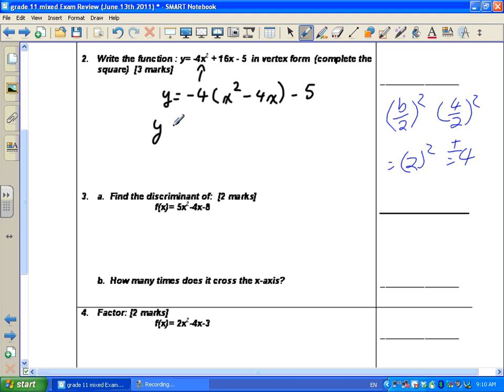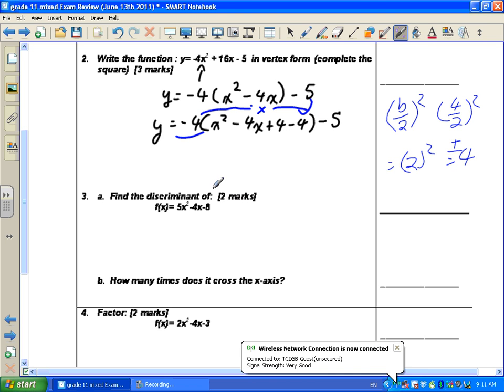So our next line is going to read y is equal to negative 4, x squared minus 4x, then minus 4, plus 4 minus 4. Do minus 4 second. Subtract 5. Now remember, I'm trying to make a perfect square trinomial, so really I only need this positive 4, and I need to bring that negative 4 outside of the brackets. But when I bring it outside of the brackets, it needs to be multiplied by the term in front of the brackets, which is our negative 4. So I have to multiply by that term.